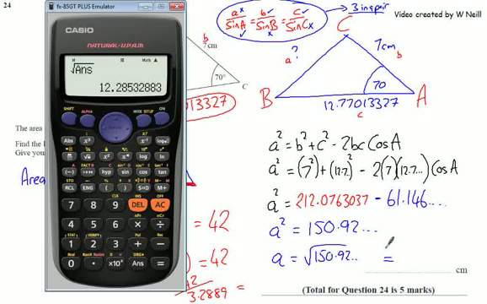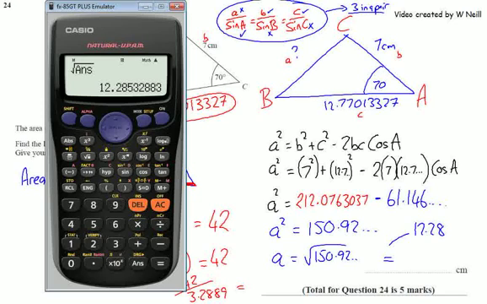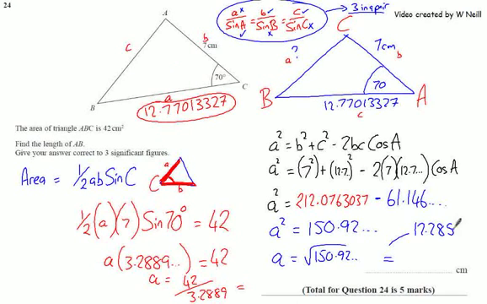I'm going to put it up here. 12.2853. Don't need to write it all because it's my final answer. It's asked for 3 significant figures. So 1, 2, 3. The 8 changes the 2 to 12.3 centimeters. Just look up here and could that be 12.3 centimeters? Yes, it could. So I'm going to be happy with that question.